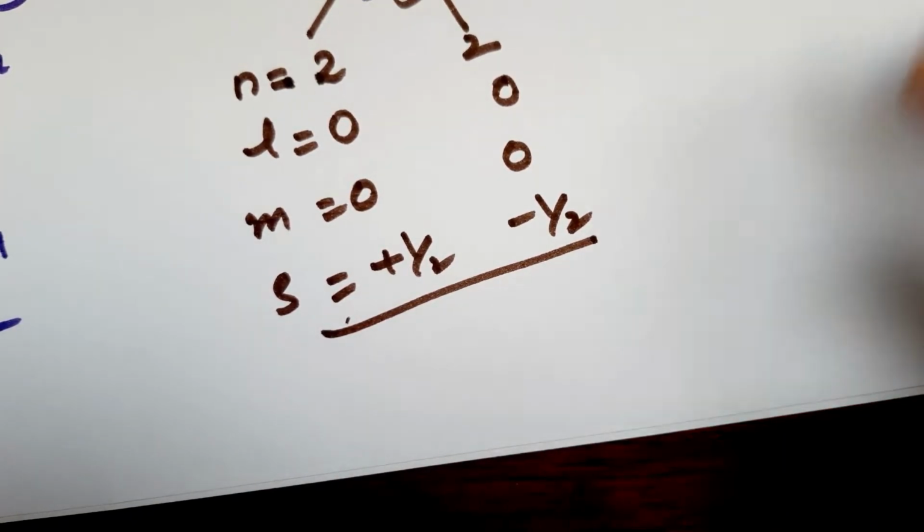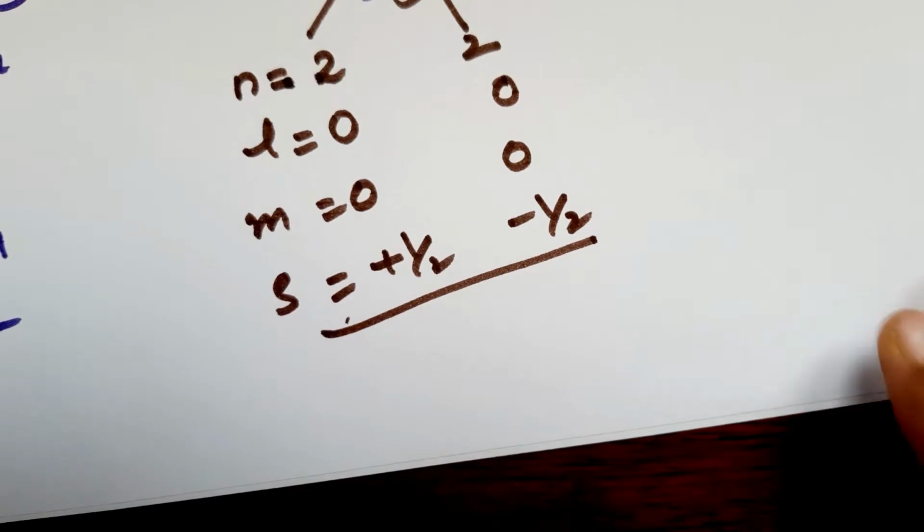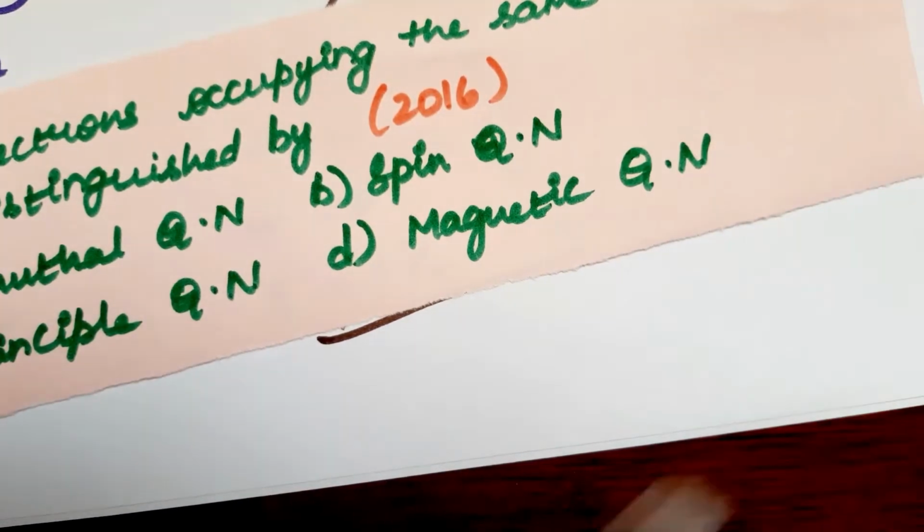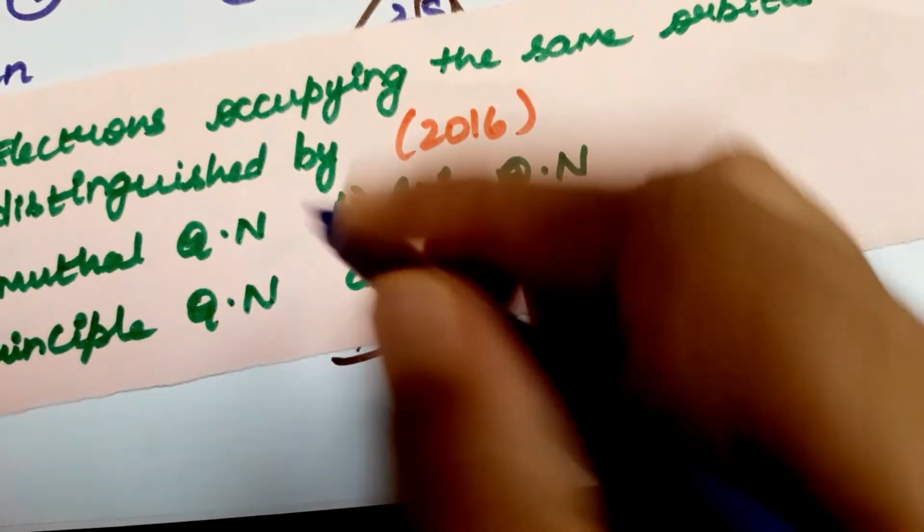That means the option for this one is: two electrons occupying the same orbital are distinguished by which quantum number, students? The spin quantum number. This is the option for the third question.